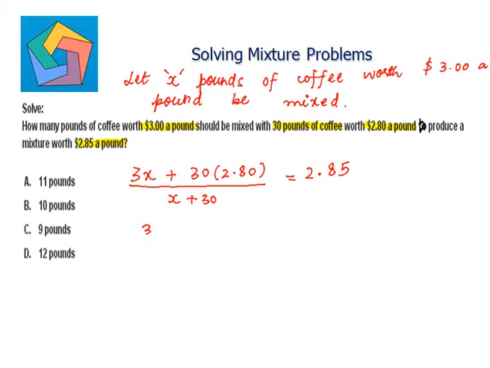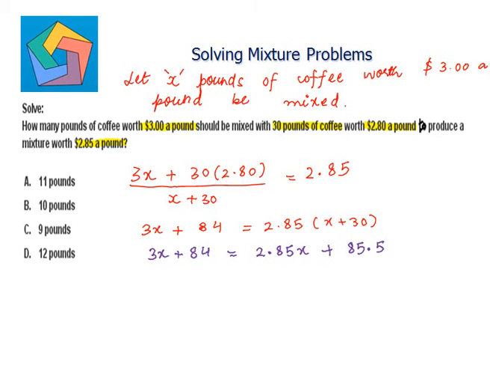So 3x plus 30 times 2.80, which becomes 84, is equal to 2.85 times x plus 30. So we'll distribute 2.85 inside the parentheses. So 3x plus 84 is equal to 2.85x plus 2.85 times 30, which becomes 85.5. Subtracting 84 both sides, I get 3x is equal to 2.85x plus 1.5.